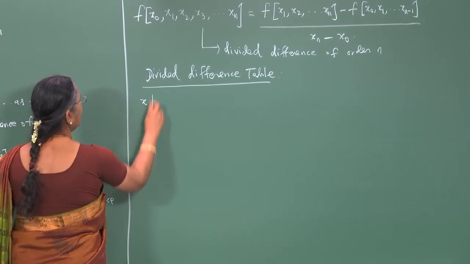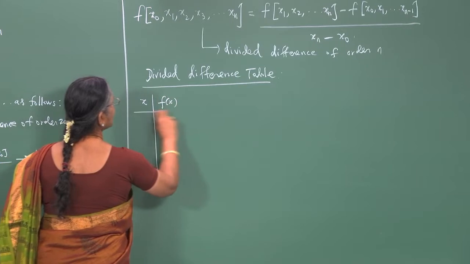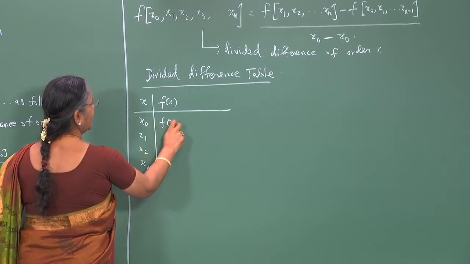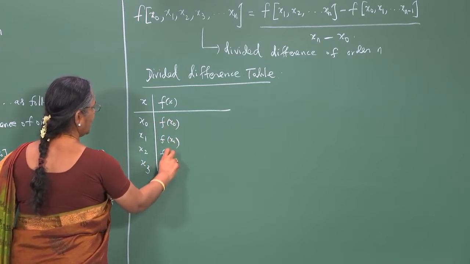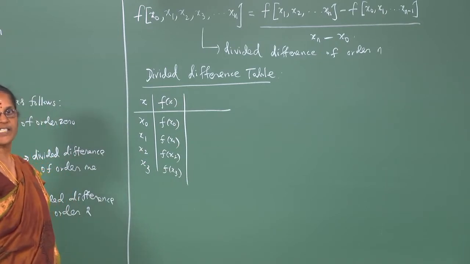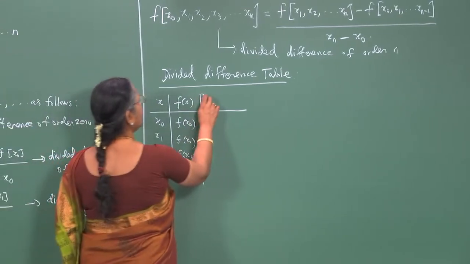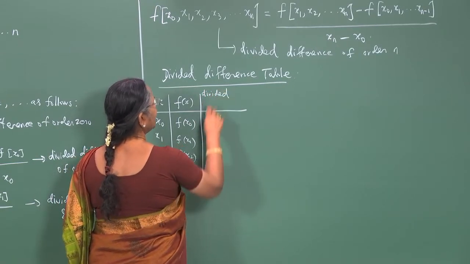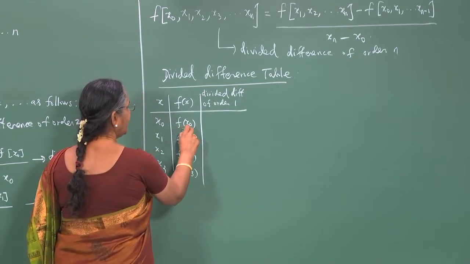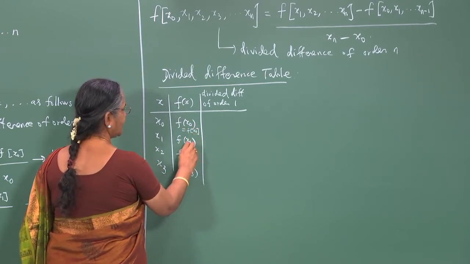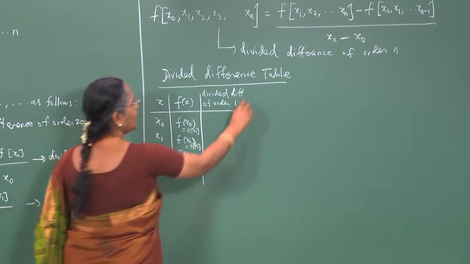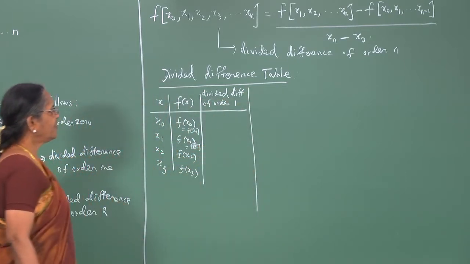So, we are given information about x and f of x at a set of points, say x naught, x1, x2, x3, and the corresponding values are f of x naught, f of x1, f of x2, f of x3. So, I would like to form the divided difference table for the given information. So, I write down the column in which I am going to get the divided differences of order 1. So, by definition we know this is the divided difference of order 0, this is the divided difference of order 0, and so on. So, I require the entries in divided difference of order 1.